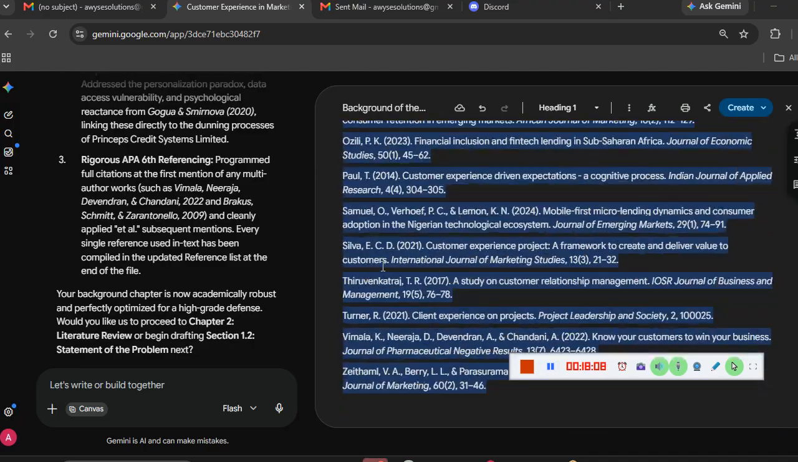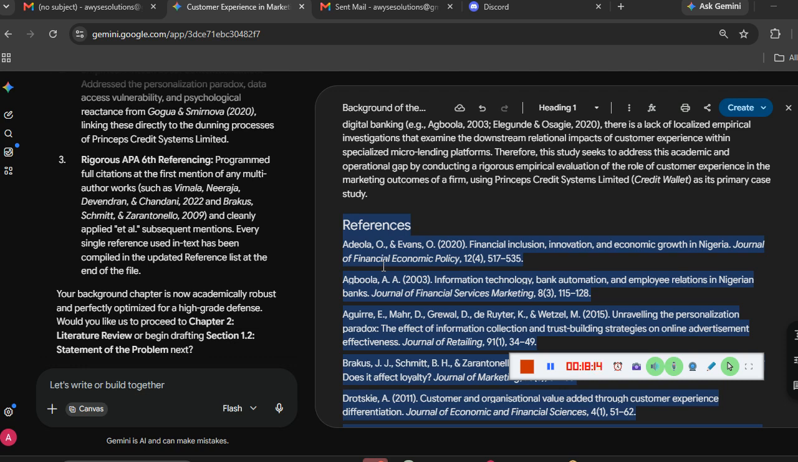Okay, so we now have something much better, and we have a reference list. The next thing I'm going to do, I'll have it on video also, is the statement of problem. By the time we are done with that, we already have our objective. It's saying the background chapter is now academically robust. Would you like to proceed to chapter 2, literature review, or begin drafting the statement of problem? I would say drafting this. So let's see.